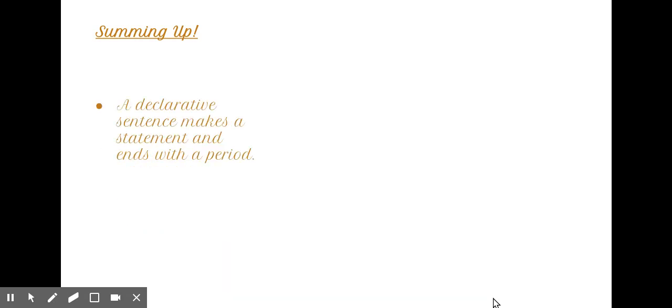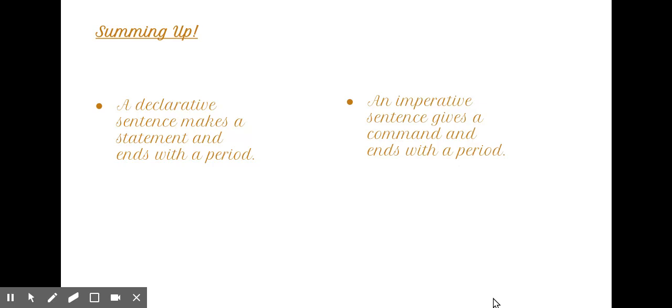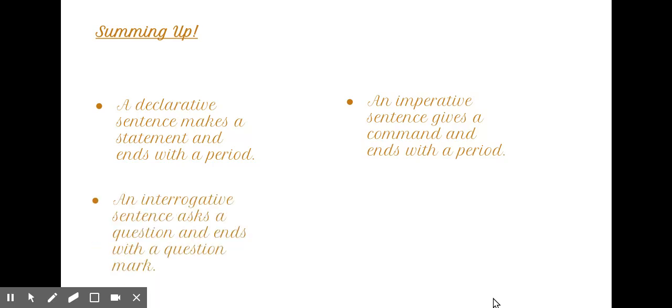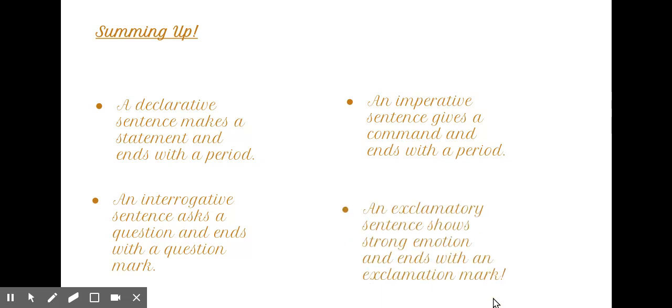All right, we're going to take a little bit of time here just to quickly sum things up. We have 4 kinds of sentences that we've looked at. A declarative sentence makes a statement and ends with a period. An imperative sentence gives a command and ends with a period. An interrogative sentence asks a question and ends with a question mark. And then an exclamatory sentence shows strong emotion and ends with an exclamation mark.